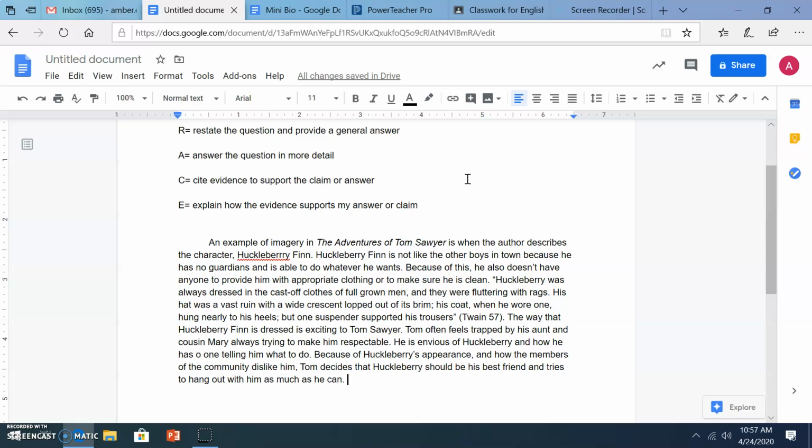Huckleberry was always dressed in the cast-off clothes of full-grown men, and they were fluttering with rags. His hat was a vast ruin with a wide crescent lopped out of its brim. His coat, when he wore one, hung nearly to his heels, but one suspender supported his trousers.